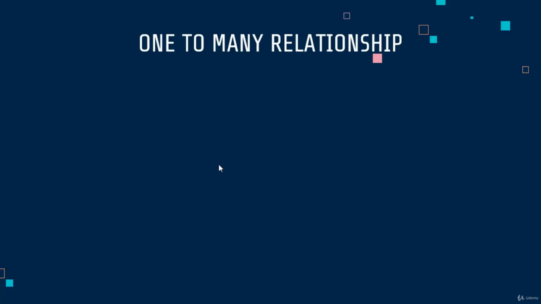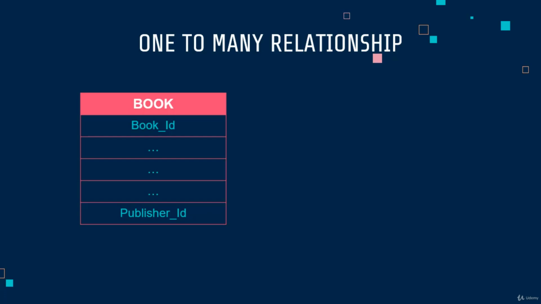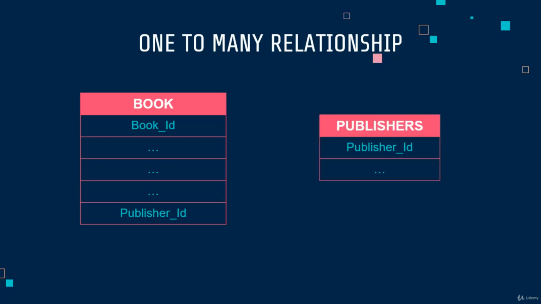In the last video, we learned one-to-one relationship with book and book details. In this video, let's see another scenario in which we have book and we have publishers. Now a single book will have one publisher, but a publisher can publish many books. So this time the relation between book and publisher will be one to many. One publisher can have many books that can be published.